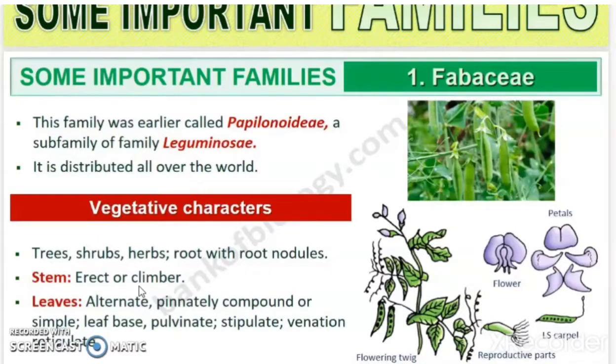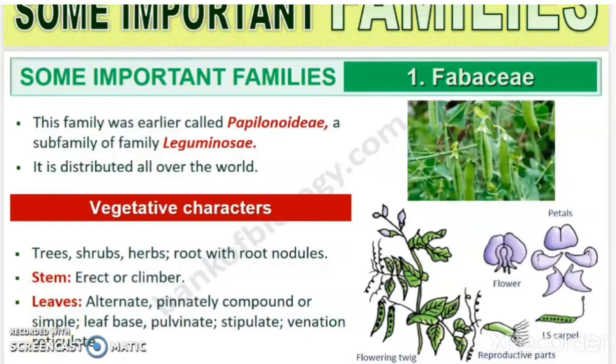Okay, so as we said, in this family there are many species, and each one of them has a different type of leaves. Now if you come to the leaf base, the leaf base will be pulvinate. What is this leaf base? It is nothing but the part where the leaf is attached to the stem. So that portion is called as the leaf base.